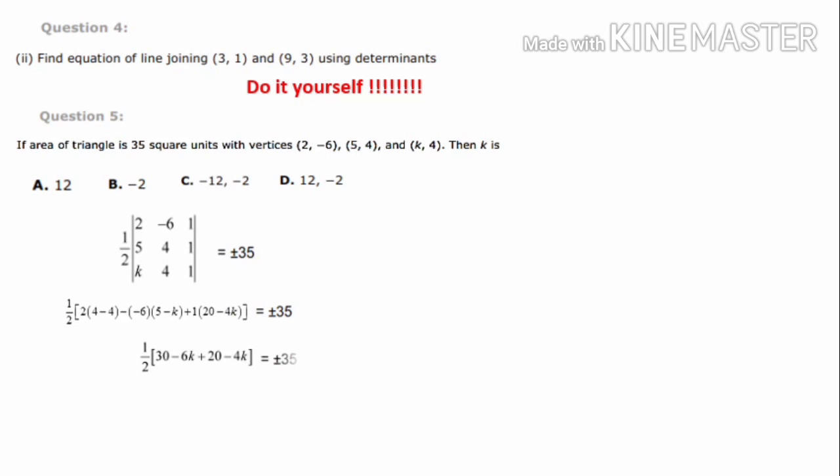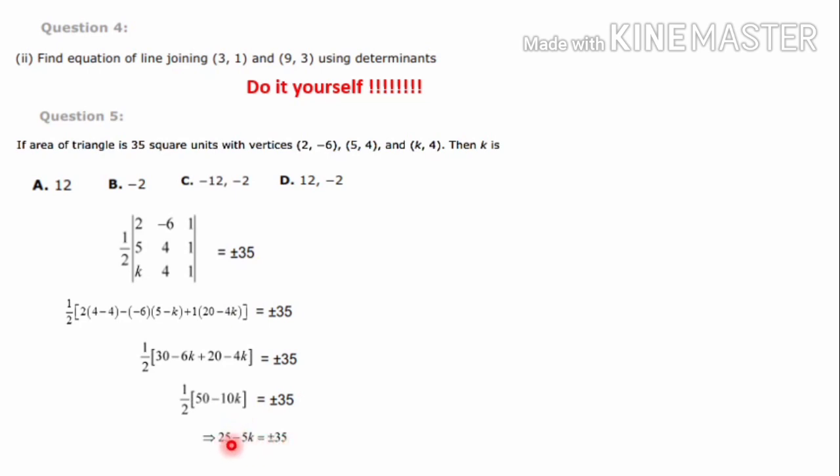Go for the calculation, that is 1 by 2 into, this is gone completely 0. Here minus into minus plus 6, 5 into 6 is 30, 6 into k is 6k, 20 into 1, 20, minus 4k into 1, minus 4k equal to plus or minus 35. Calculation again, 1 by 2 into 30 plus 20 is 50, minus 6k minus 4k is minus 10k equal to plus or minus 35. Here 2 is cancelled, then we can write it as 25 minus 5k. Here 2 going means out of 50, 25 will be getting 10. If you divide with 2, you will get 5 equal to plus or minus 35.